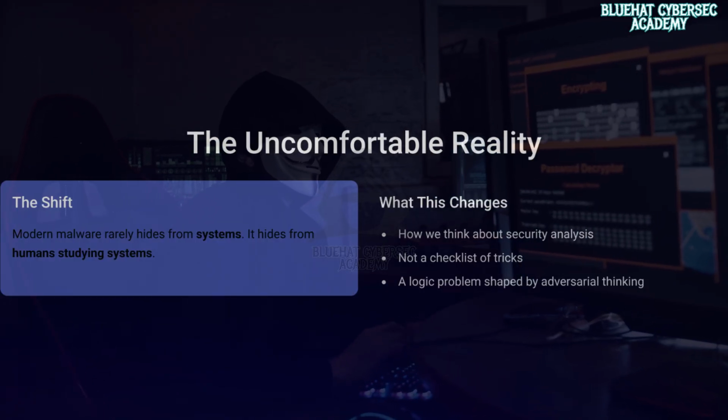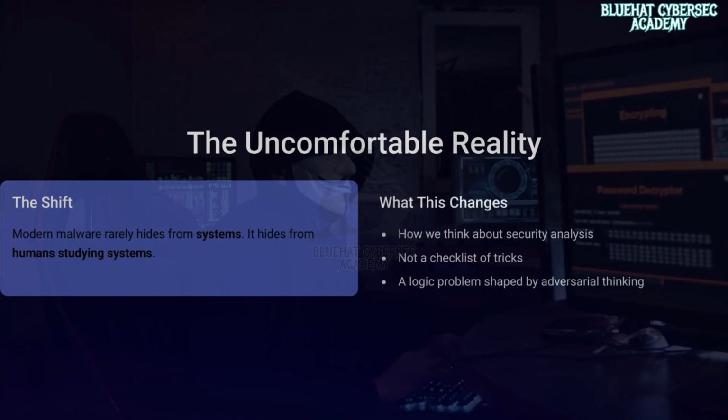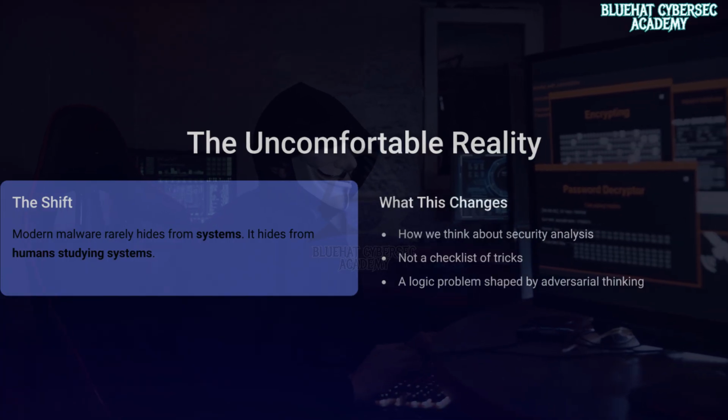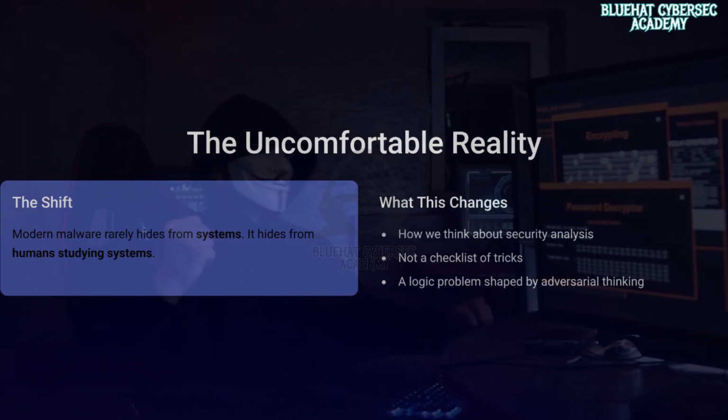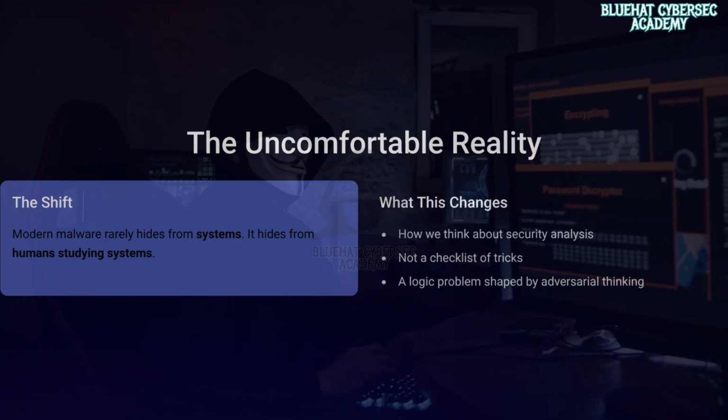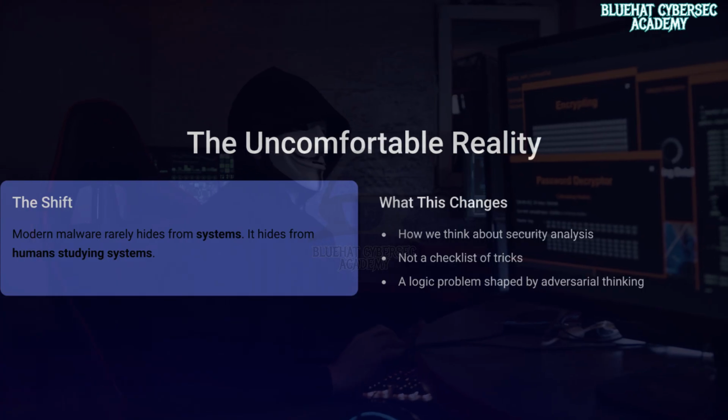And the uncomfortable reality is this: modern malware rarely tries to hide from systems. It tries to hide from humans studying systems. That subtle shift changes everything about how we think about security analysis.